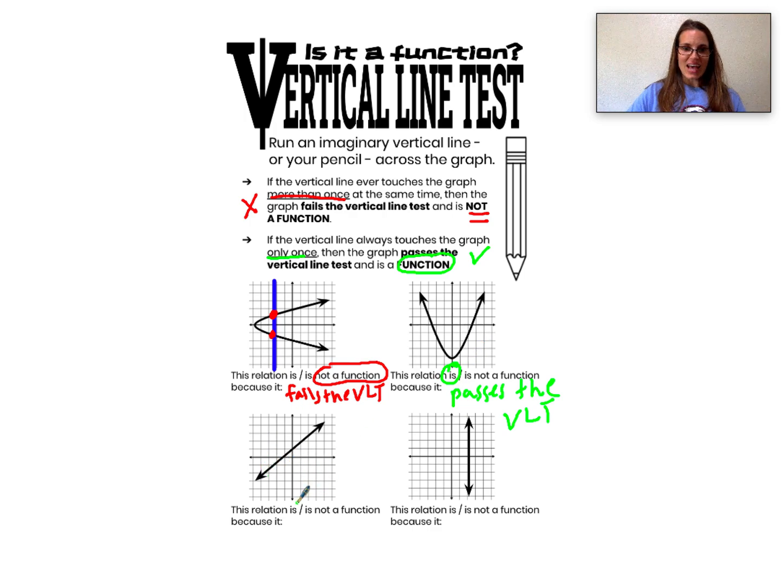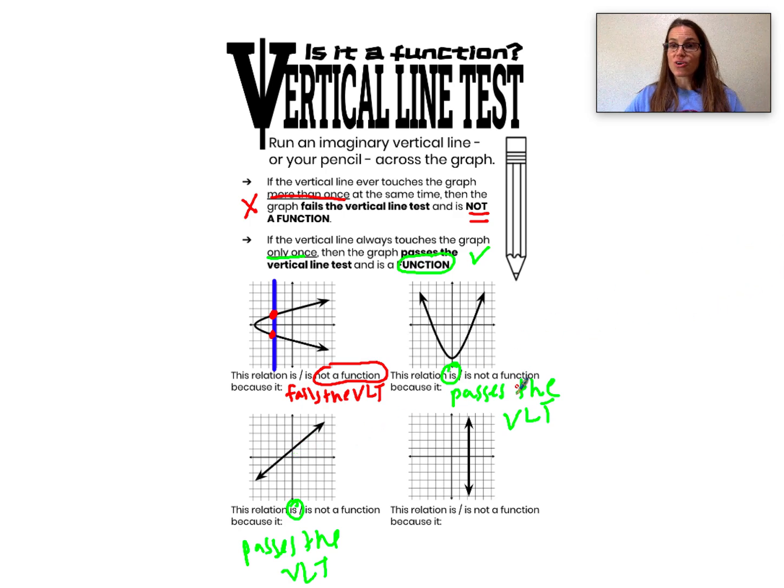Here's another one that passes the vertical line test. This is a function. It passes the vertical line test because there is no place that I can draw a vertical line that touches the graph more than once at the same time. For every x value, there is only one possible y.